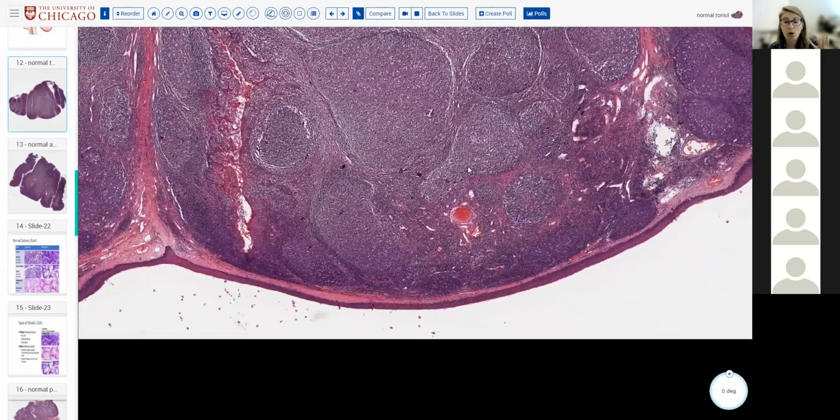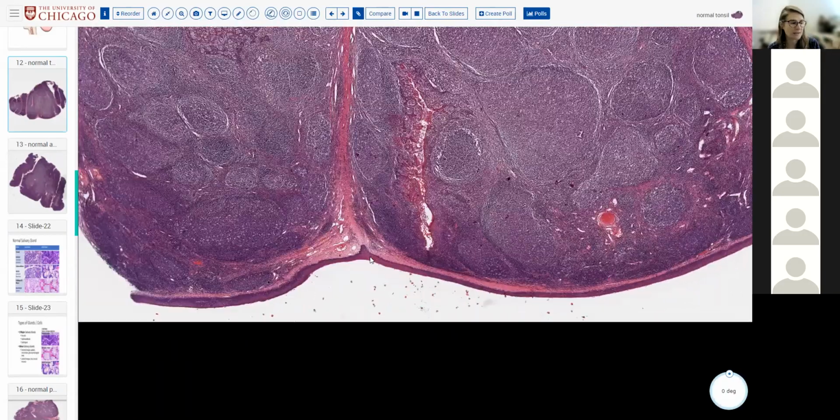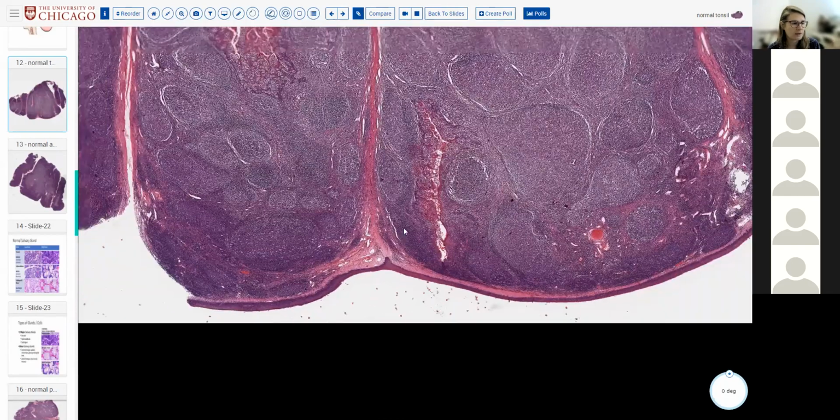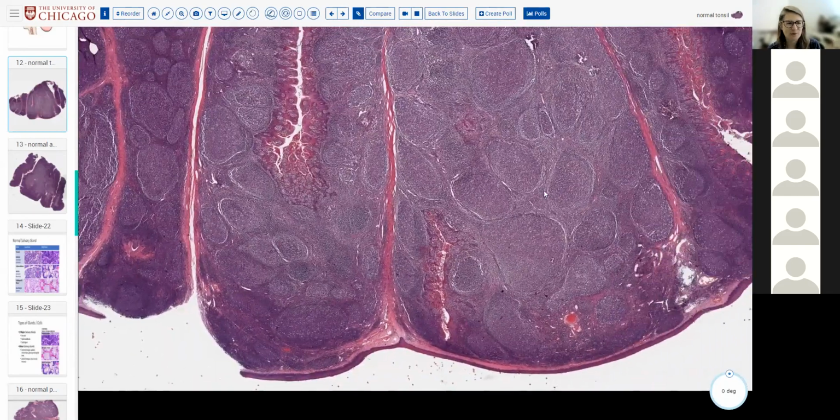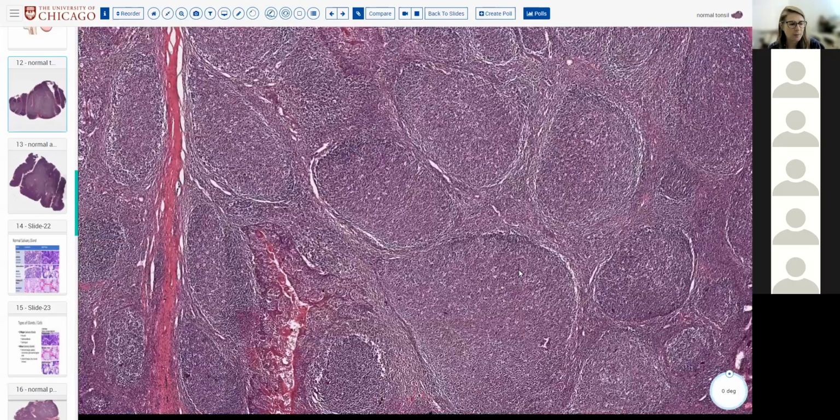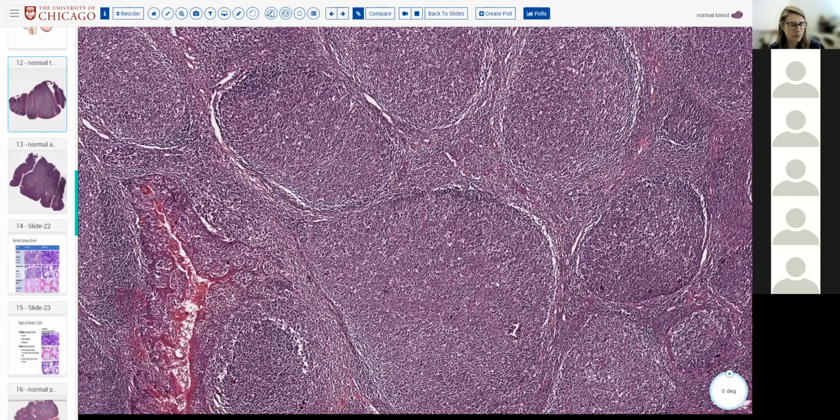Right, because we're in the oropharynx, so we're in a squamous-lined site. So we have a squamous epithelial lining. Sorry, the slide's a little bit dark. I apologize for that. But you have these very abundant lymphoid follicles.